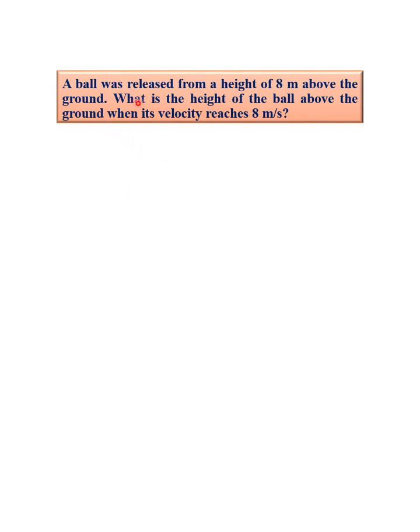It says a ball was released from a height of 8 meters above the ground. What is the height of the ball above the ground when its velocity reaches 8 meters per second? Let us describe this using figures. This is what we're talking about. This is the ground. This is the ball.